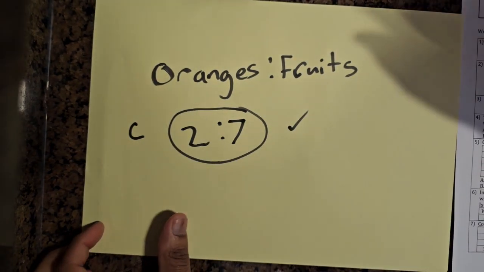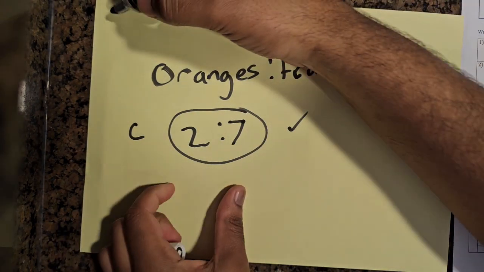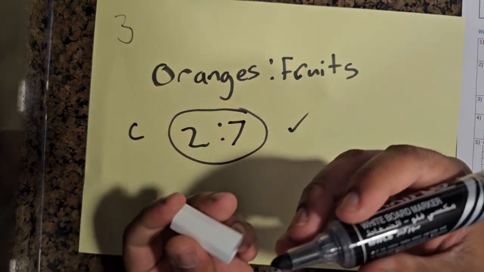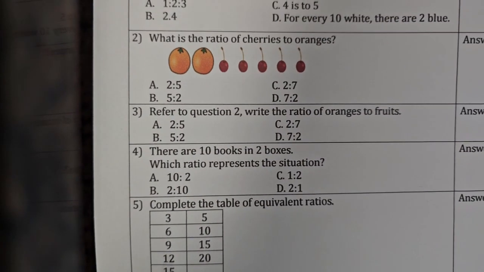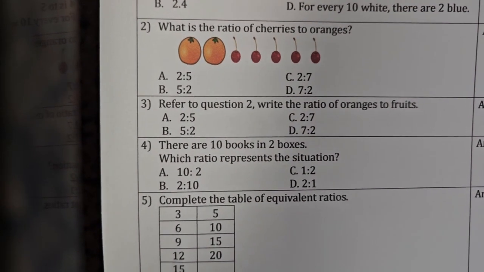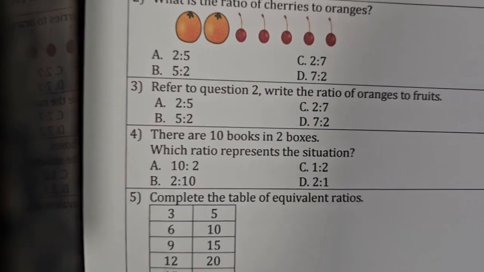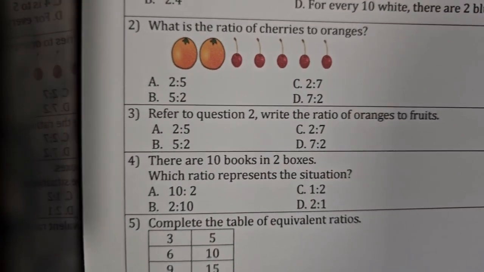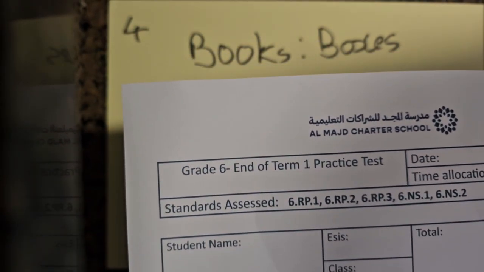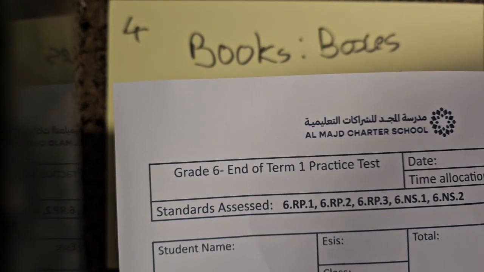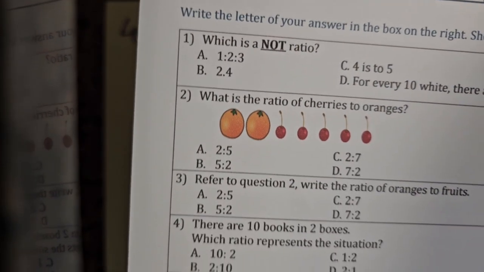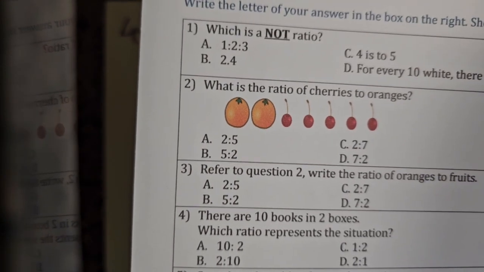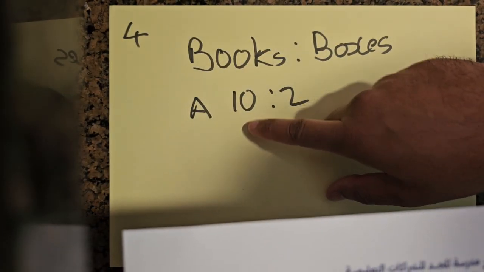Okay, this was question 3. All right, so we are already on to question 4. Question 4 is very straightforward compared to the previous ones, especially now that we already know how to do it. So question 4 says, there are 10 books in 2 boxes. Remember, we can write it down what comes first, right? So we're going to do books is to boxes, and according to the question, number 4, we have 10 books to 2 boxes. So that's 10 books to 2 boxes.